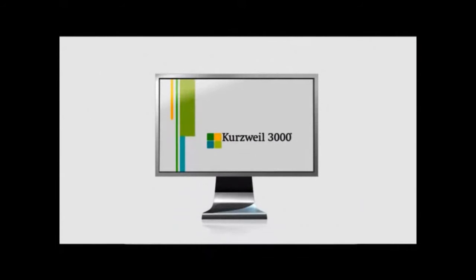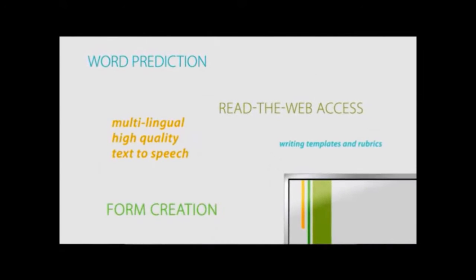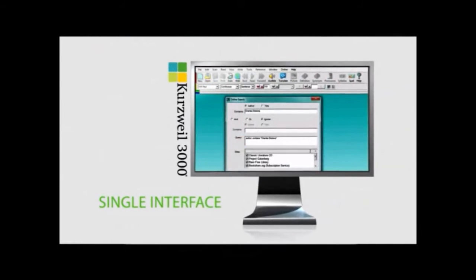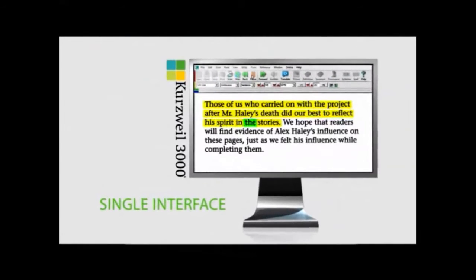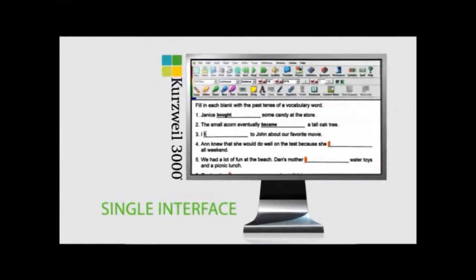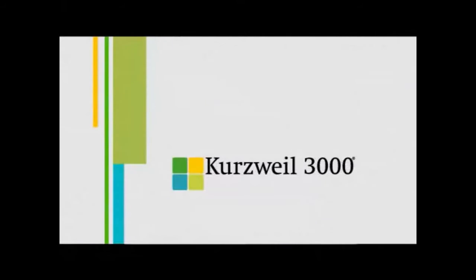Kurzweil 3000 is more than just a text reader. In order to achieve the quality and functionality found in Kurzweil 3000, you would need to buy a combination of products to match its features and tools. Kurzweil 3000 is the only program that provides the same user interface regardless of whether students are reading, writing, completing notes, or taking a test. Students learn it once and use it for a lifetime. With Kurzweil 3000, learning has no walls and no bounds.